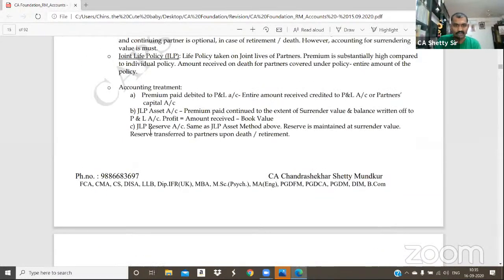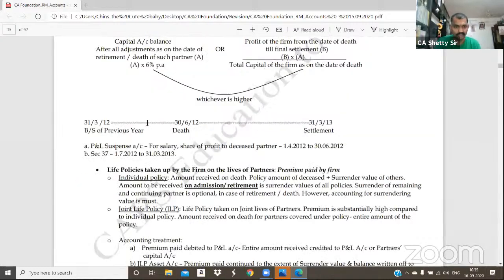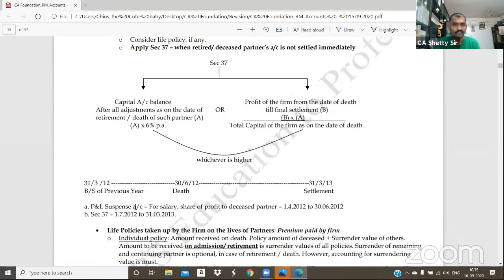P&L suspense account, or if anyone has the print of your notes in hand, you can make the correction there above. P&L suspense account is shown as an asset in the balance sheet till the end of the year. Semicolon.